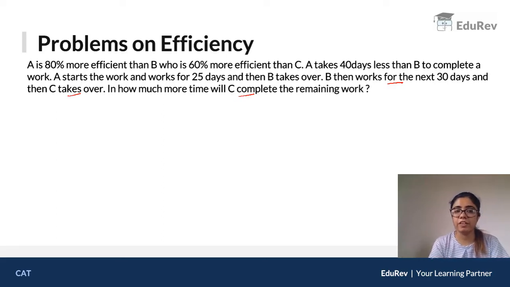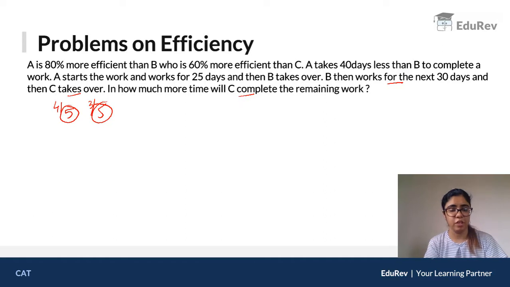See, the first percentage given is 80%, which is nothing but 4 by 5. The second percentage given is 60%, which is nothing but 3 by 5. So I would suggest taking a value which is divisible by 5 and 5, which is 25. If you start with 25 or any multiple of 25, you will not have to tackle any fractional value in your problem. So it will make your problem very, very easy.